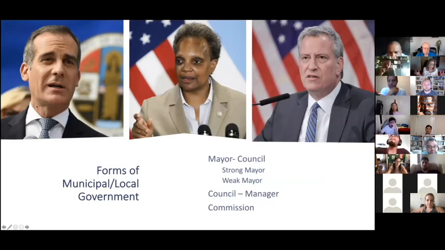And when we look at different forms of city government in the United States, we see a mayor council form of government. And within a mayor council form of government, there can either be a strong mayor form of government or a weak mayor form of government. If someone were to ask you today, does Chicago have a strong mayor or a weak mayor? What would you say?